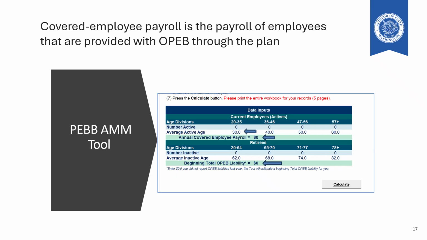The calculation usually does not work unless you input an amount here. The covered payroll is the payroll of all employees that are in the OPEB plan. Also, the Calculate button is a macro. That means you need to enable macros to use this tool. If you are unable to run the macro, connect with your IT department for help. We cannot help you enable macros.